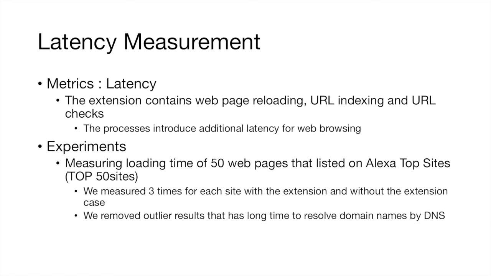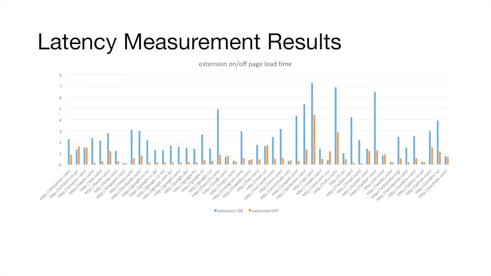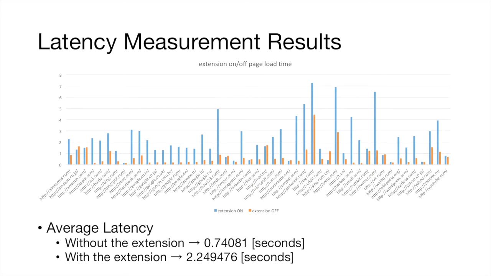This graph shows the rendering time on the browser. The blue bar denotes cases in which the extension is disabled. The orange bar denotes cases in which the extension is enabled. The average rendering time in the case of the disabled extension is 0.74 seconds. On the other hand, in the cases where the extension is enabled, average rendering time was 2.2 seconds. The delay caused by our extension is only a mere 1.46 seconds.